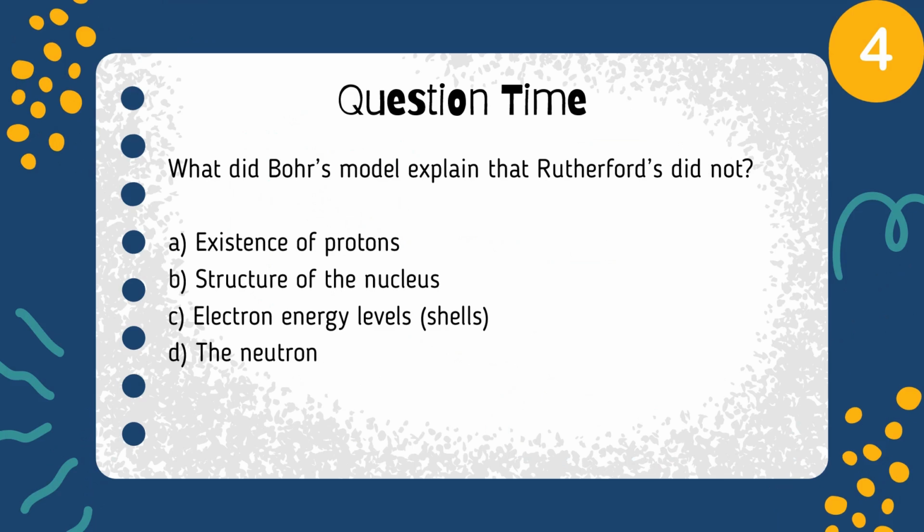Question time again. What did Niels Bohr's model explain that Rutherford's did not? Existence of protons, structure of the nucleus, electron energy levels or shells, or the neutrons? Pause, think, and answer. If you answered C, electron energy levels or shells or orbits, you are absolutely correct.